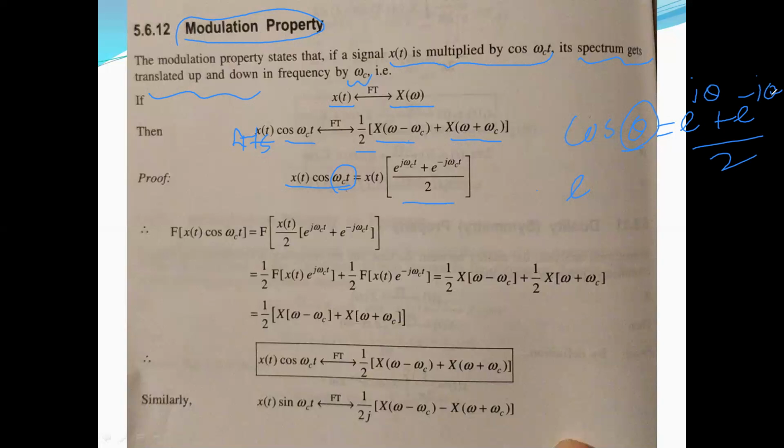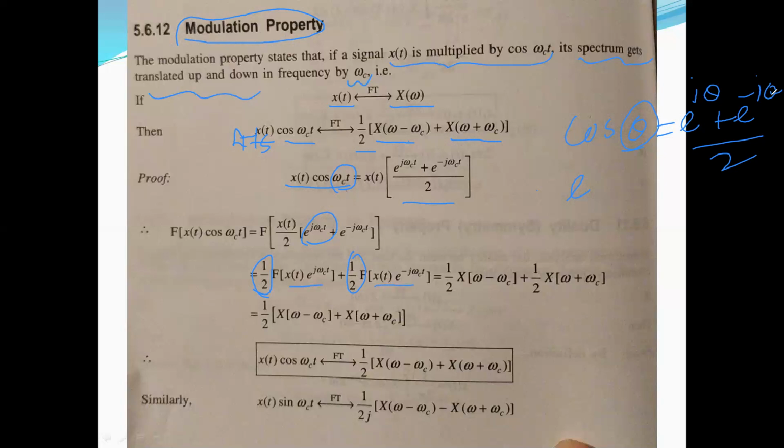Now this right hand side we can split into two terms. One would be x of t by 2 into e to the power j omega_c t, and another will be e to the power minus j omega_c t. We have taken half as a constant outside. The remaining is the Fourier transform of this one and this one.